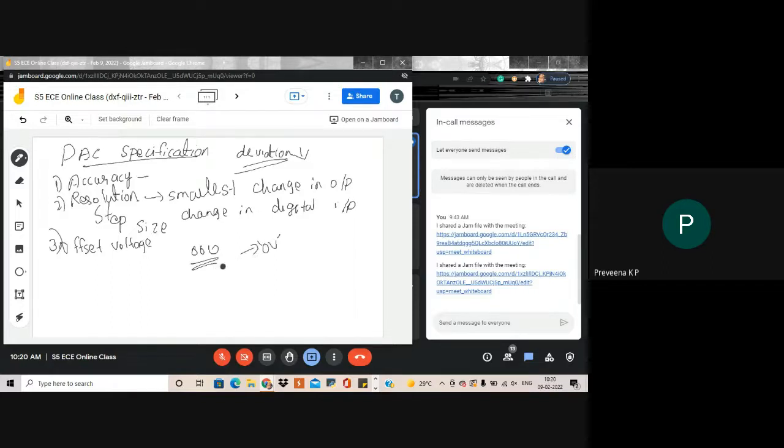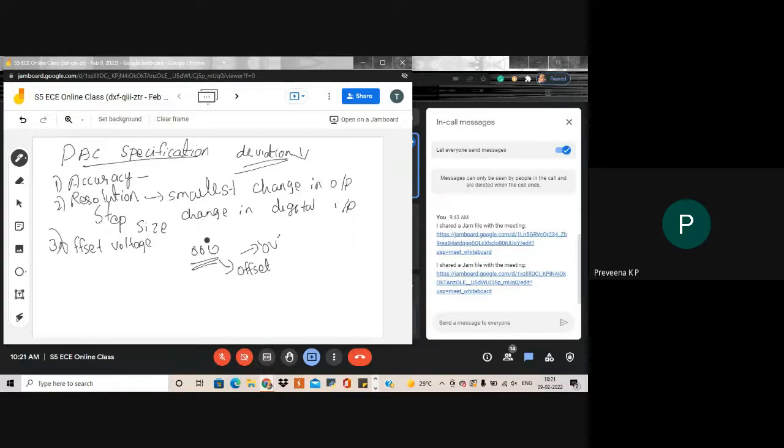But actually, in practical cases, there will be some voltage whenever we are not giving any input. That voltage value is the offset voltage. So the voltage corresponding to 0 0 0, even though we are not giving any input to the DAC, there will be some output voltage. So it indicates an error. This is the simplest kind of error occurring in the case of DAC. So this is known as offset voltage or offset error.